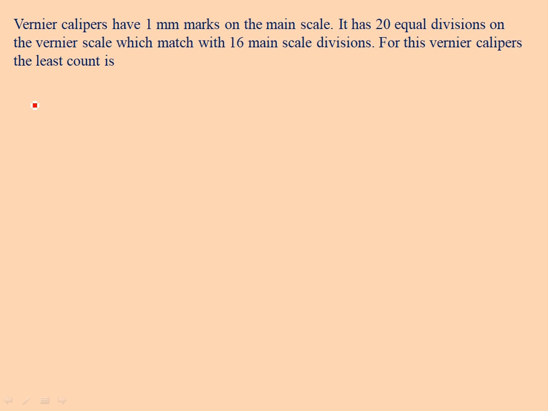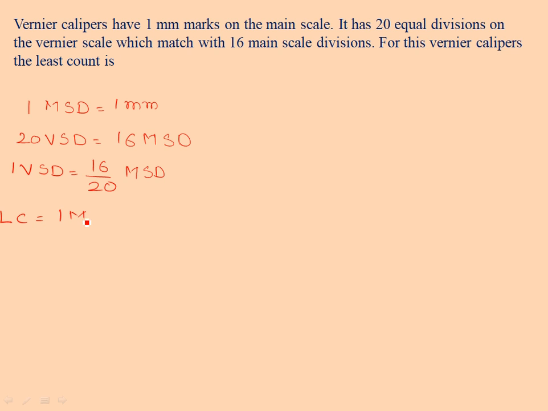Vernier calipers is having 1 millimeter marks on main scale. That means 1 MSD value is equal to 1 mm on main scale, and you are given like this. It has 20 equal divisions on the vernier scale which match with 16 main scale divisions. That means we are having 20 VSD, that is equal to 16 MSD. That means 1 VSD value is equal to 16 by 20 MSD.